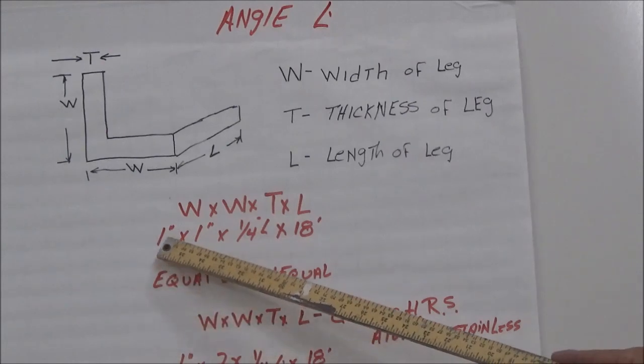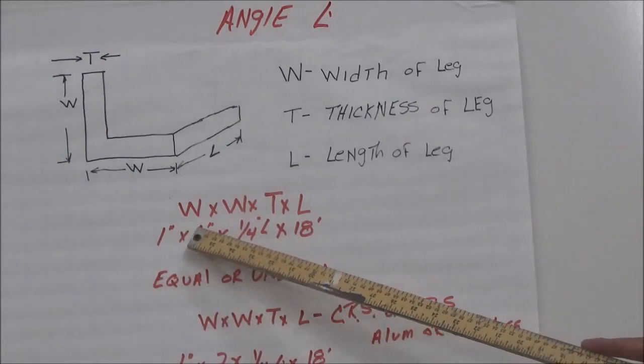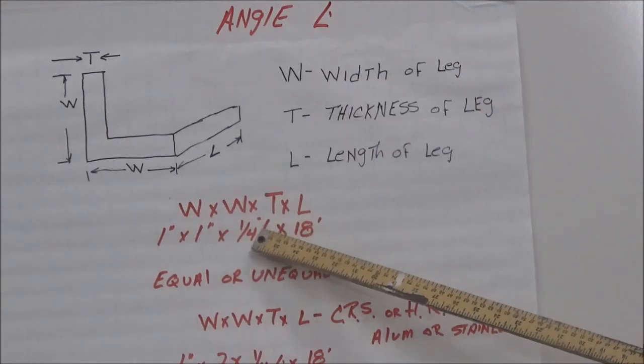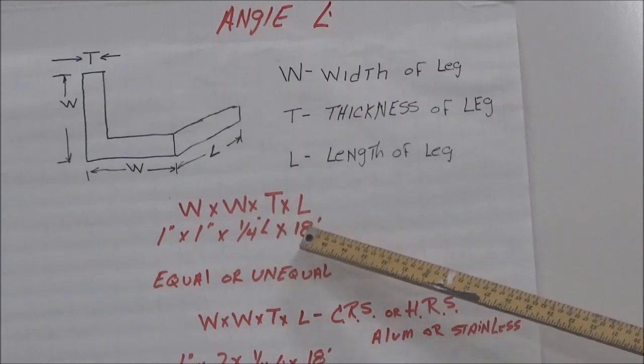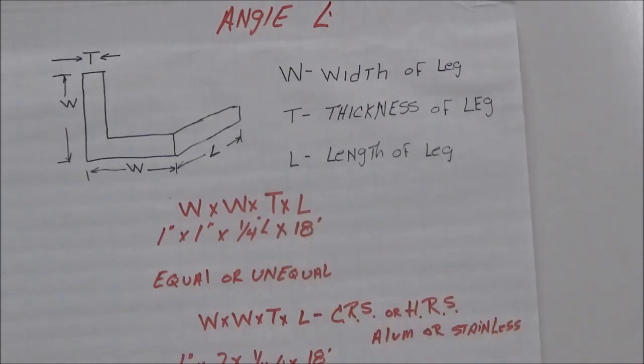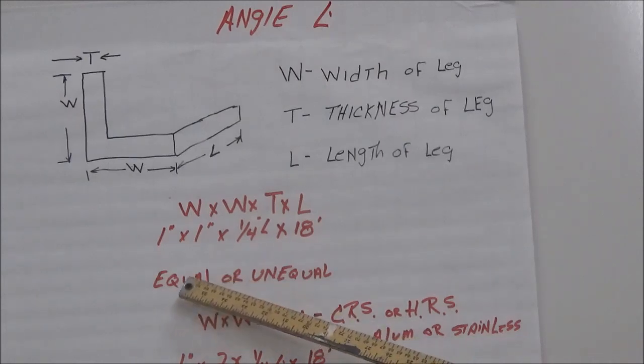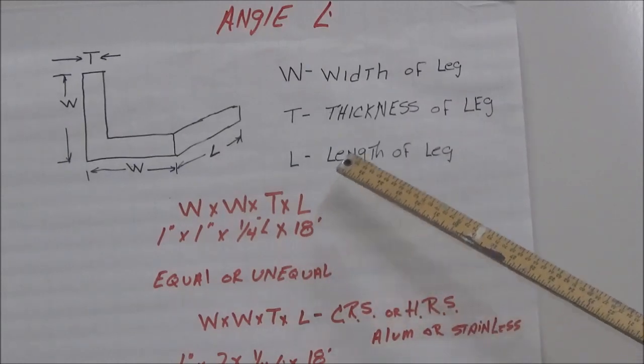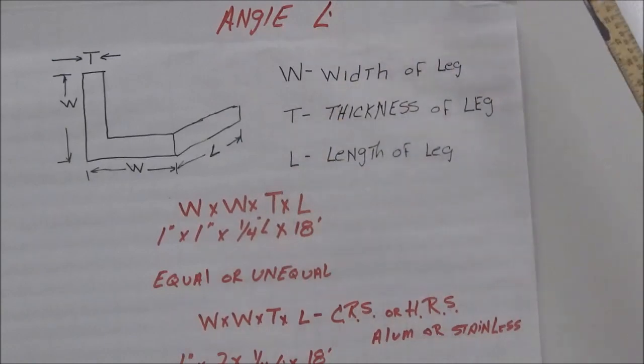That could be like 1 inch by 1 inch by 1/4. And notice this little symbol I have here. Angle by 18 feet. Now, we use a little different symbols, as you know, and in this case we use just a little L, and we consider that our angle symbol. Now, the legs can either be equal or they can be unequal. So in that case, you would have your legs still written the same, except you would have unequal legs, and you would specify that.